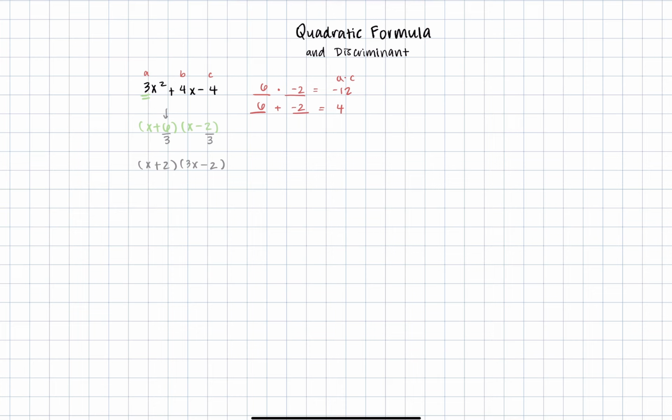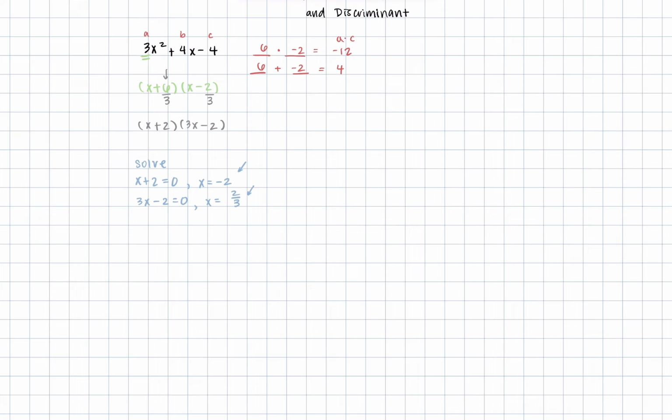Now if we were asked to solve, we would just set each parentheses equal to 0. So x plus 2 equals 0, and in this case x would equal negative 2. And if we said 3x minus 2 equals 0, we would get x equals 2 over 3. So these are our two solutions. This is how you would solve by factoring.